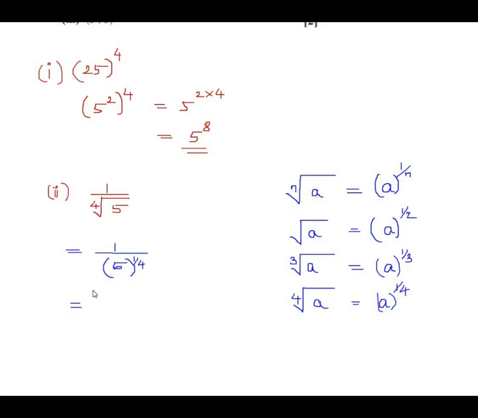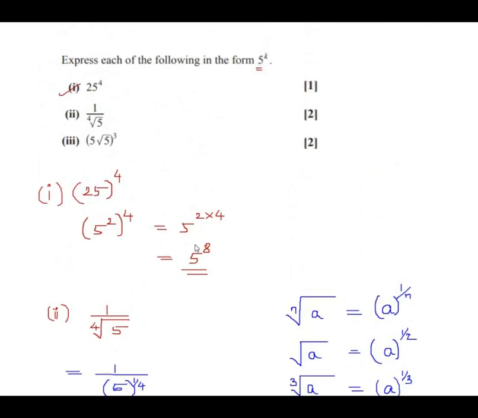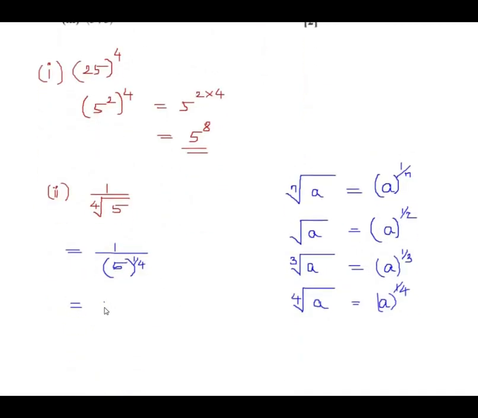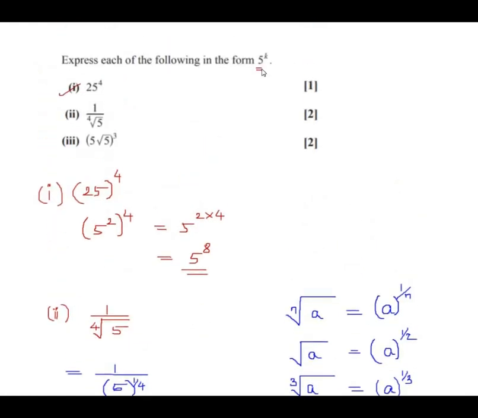And if we want to get it in the form of 5 to the power of k, we just take it as 5. Now remember we are reciprocating it. 1 over 5 becomes 5 over 1. So the power becomes negative because we are changing it from a positive power. So it is vice versa. Negative power becomes positive, positive power becomes negative. So the answer is 5 to the power of negative 1 over 4. So we got the answer in the form 5 raised to k.